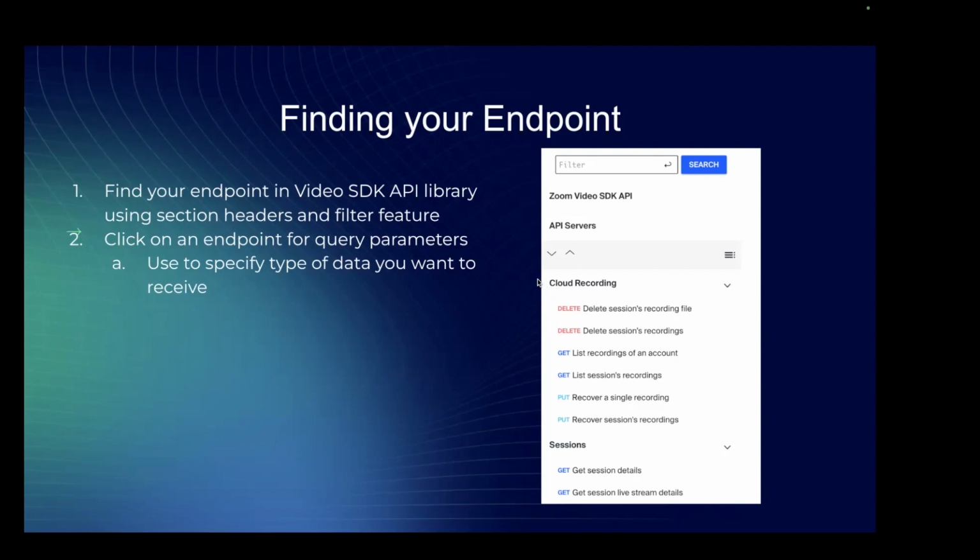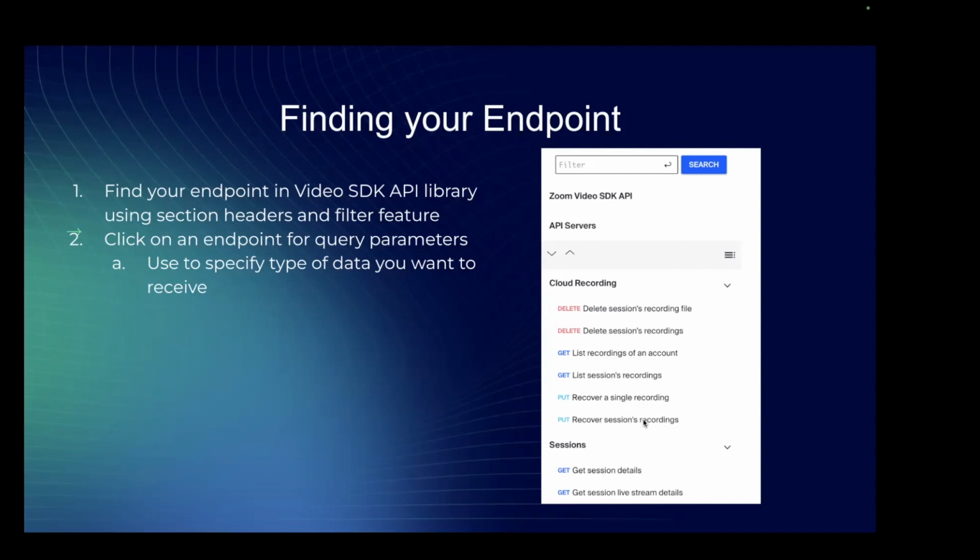All right, so we'll see what that looks like. But before we jump into using our JWT token within our app, we're going to first make sure we can find the endpoint that we need. So when you want to locate the endpoint that you need, you're going to look inside the Video SDK API reference page, and that is going to be linked for you in our resources tab. Once you're on the reference page for the Video SDK API library, you can look on the left side, and you're going to see something that looks like this screenshot here. We have a sidebar that has section headers, and it also has a filter feature, so you can find the endpoint that you need for your use case.